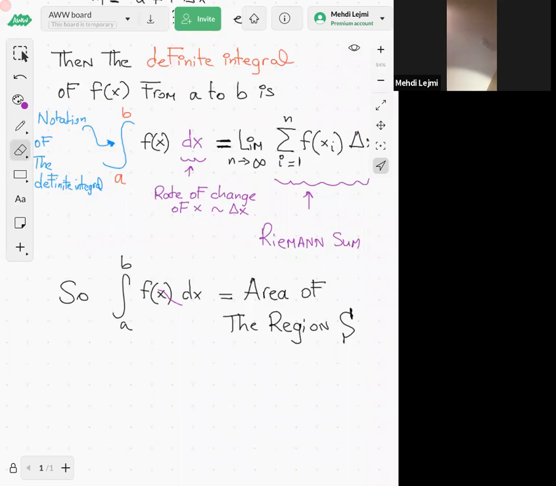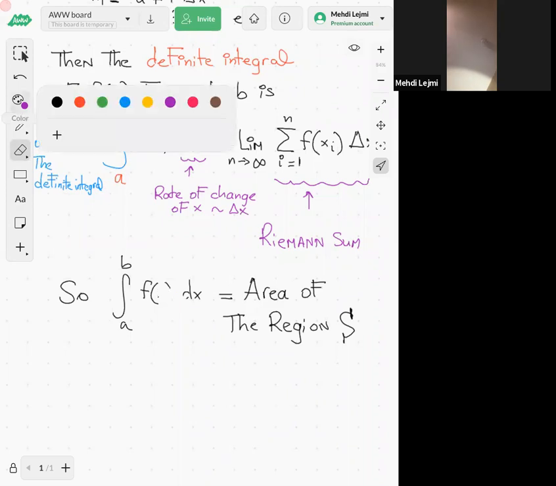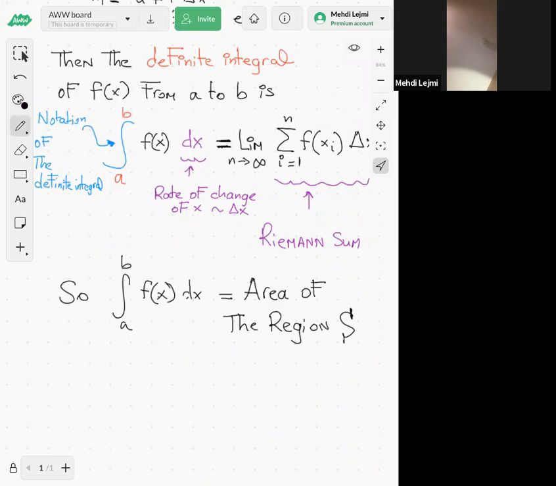Okay, so this is f of x, of course, here. This is f of x, okay? So let's have a numerical example. I think I did one example last Monday, but let me just do one more example, okay? And then we'll see an easier way to compute this definite integral, right? Because this definition is like the first definition of the integral.